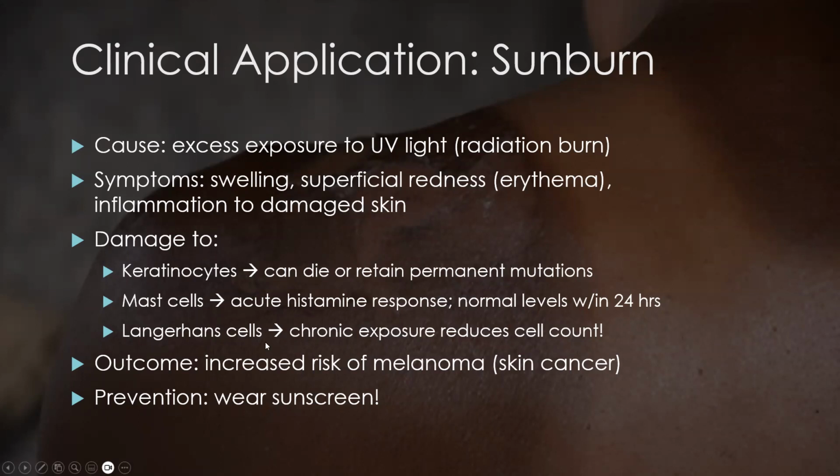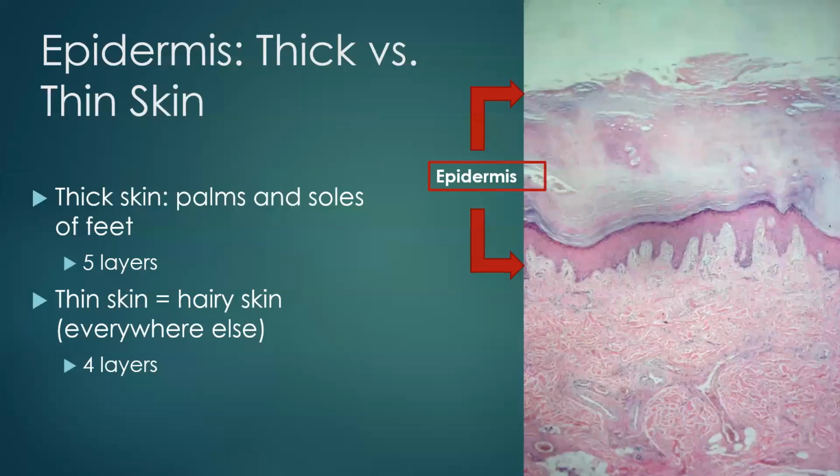Same deal with these immune cells. So we're actually experiencing an immune response within the skin. The first to act are the mast cells, creating histamines. But chronic exposure can also affect those immune cells, and that's how we get things like this increased risk of melanoma. So just a little PSA, wear sunscreen if you're going to be out in the sun for a while.